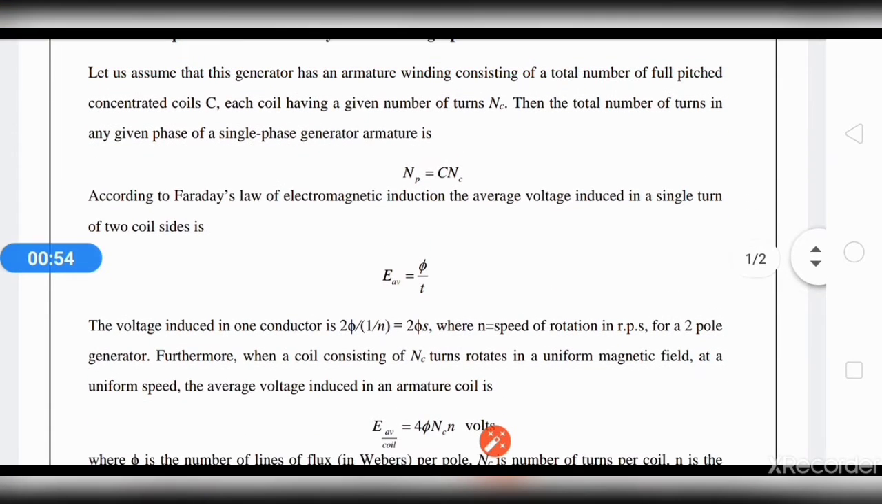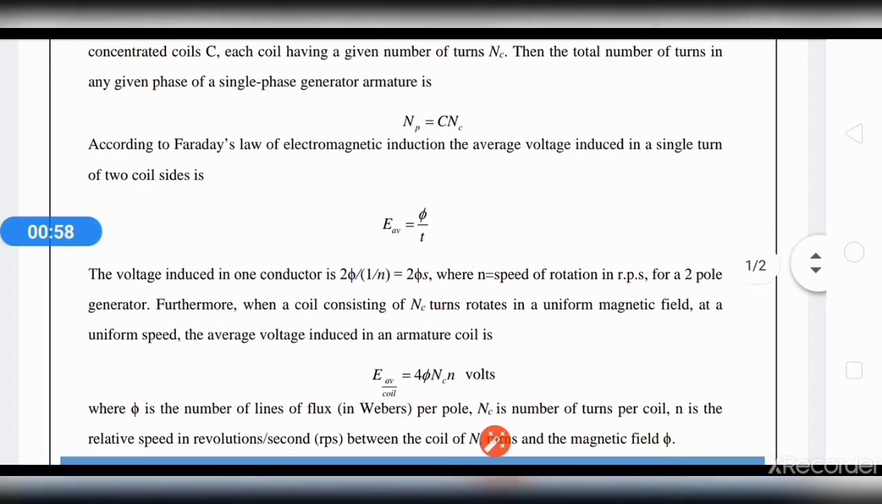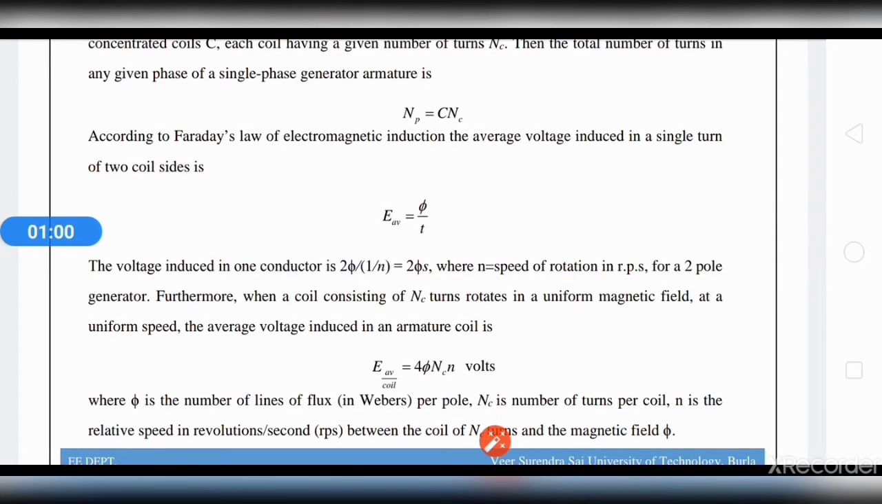According to Faraday's law of EMI, the average voltage induced in a single turn of two coil sides is given by E average is equal to phi upon T. So this is the basic formula of EMF induction. E, the average value of induced voltage or induced EMF, is equal to flux divided by T.